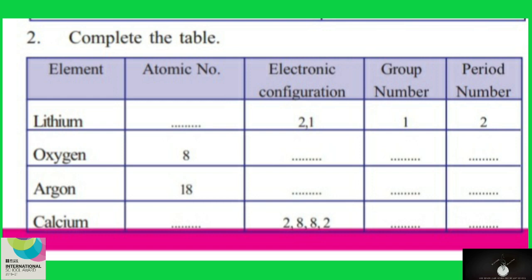Argon, 18 is the atomic number. Configuration will be 2,8,8. So the valence electron is 8. Add 10 to it, it is going to be 18th group, and it has 3 shells, so it belongs to the third period. Calcium, 20, 2,8,8,2. Group number is going to be 2, because if an element has 1 or 2 valence electrons, it belongs to the first group or second group. And what is the period number? 4, because it has 4 shells.